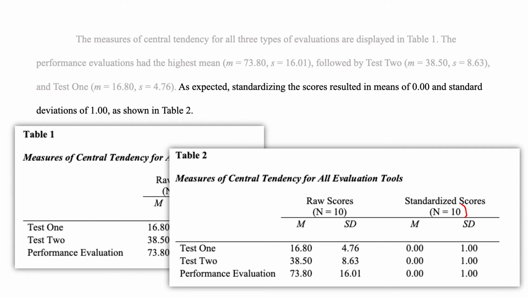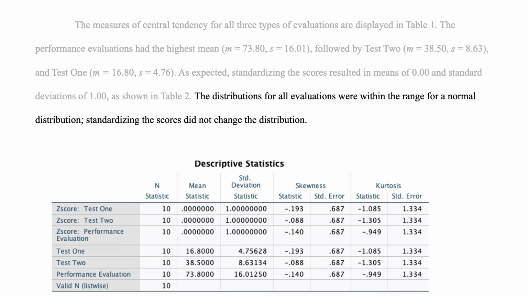And then I would write up that the means were 0 and the standard deviations were 1 in Table 2. Now I've got to address the distribution. None of these ranges down here are outside the range of normal.